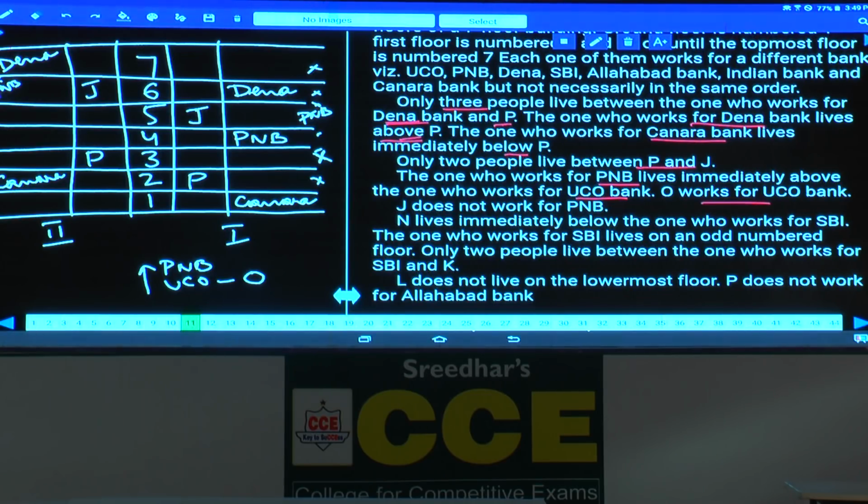P and B must be here. If P and B is here, then UCO Bank will be here. If UCO is here, and who is that person working in UCO? O must be at this place.